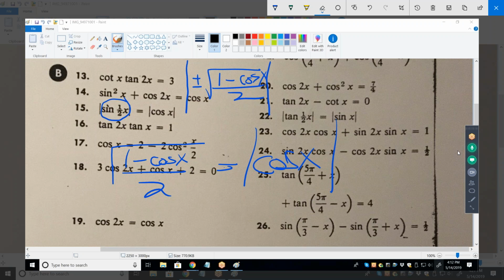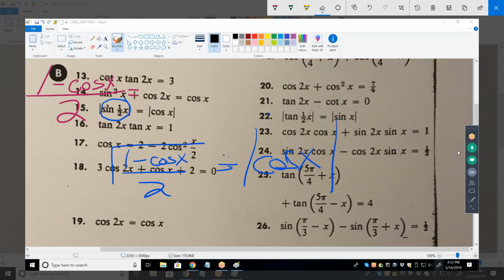So if I square both sides, then the left side becomes 1 minus cosine x all over 2. What's the right side? Cosine squared x. Exactly, without the absolute value. Because whether that's positive or negative, I'm squaring it, which is going to turn it positive, so I don't need the absolute value sign anymore. That's right.